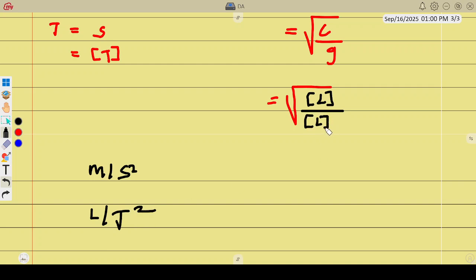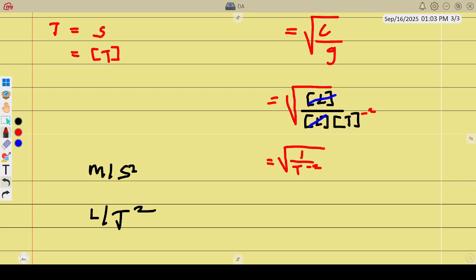So L over T squared. Remember, to get rid of this fraction, the power should be negative, like that. Okay, and then from here we can just cancel. You can see we have L and L, meaning we'll remain with the square root of, on top, just 1 over T to the negative 2. And then from here, what are we going to say?